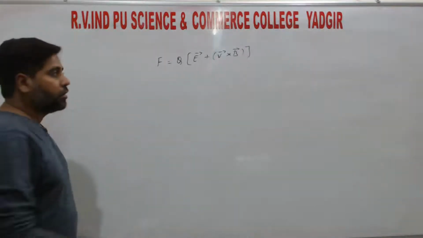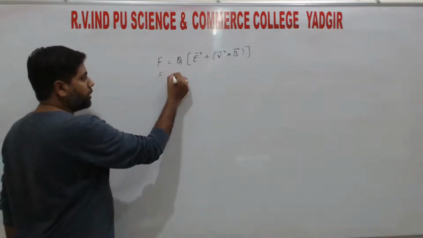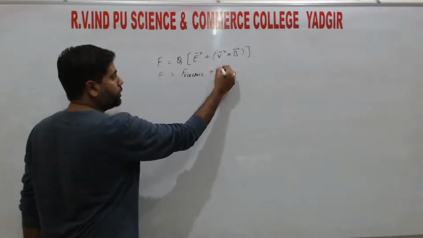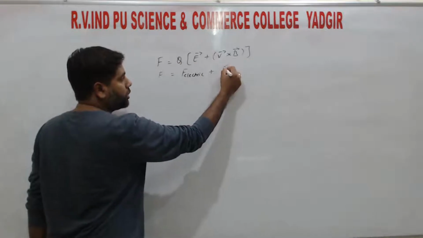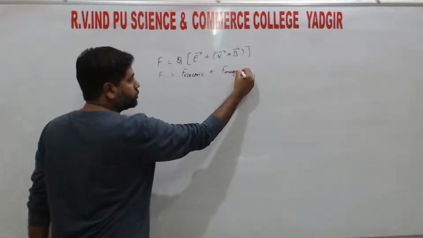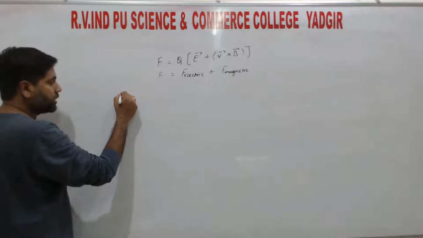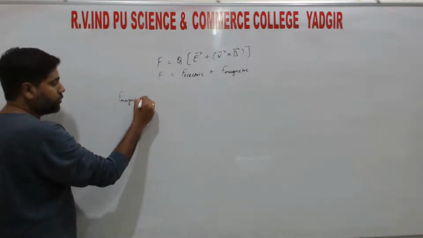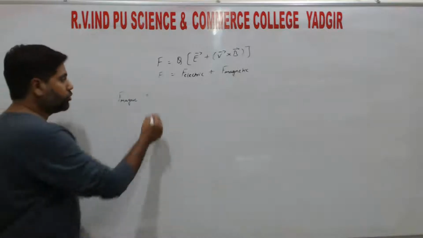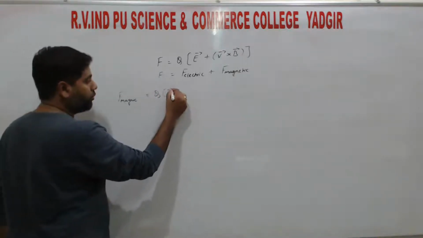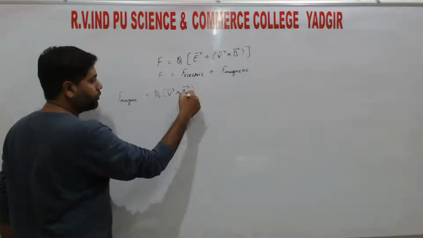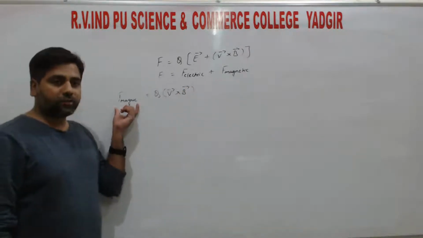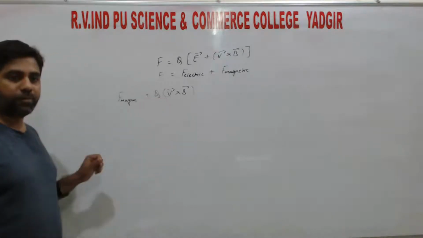Here Q into E we call the electric force, plus Q into V cross B, we call the magnetic force. Right? So we are discussing the magnetic force F, that is equal to Q into V cross B. In the last class we also discussed when the magnetic force is maximum and when it is minimum.